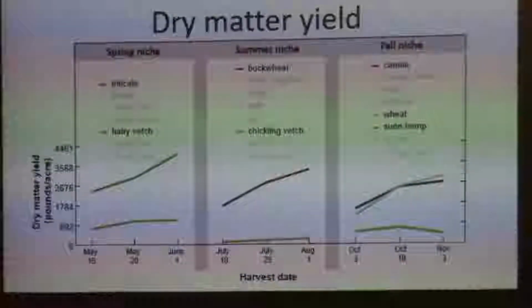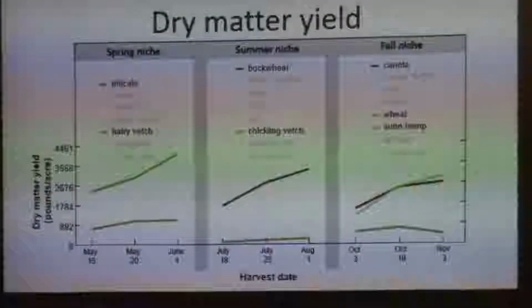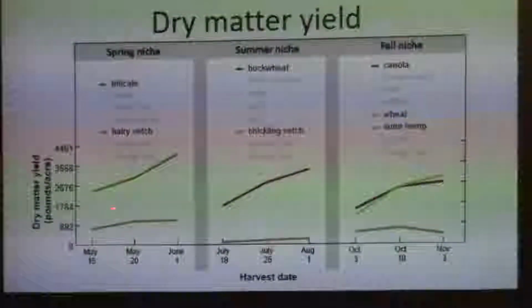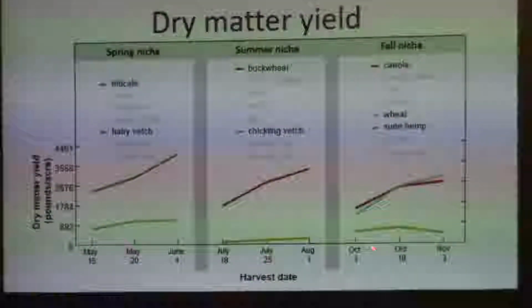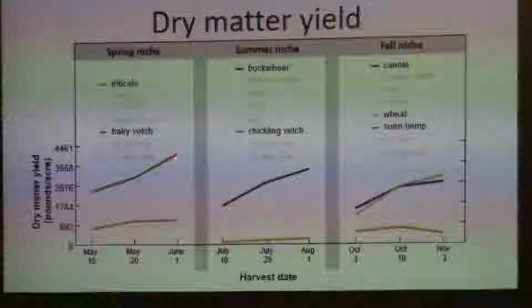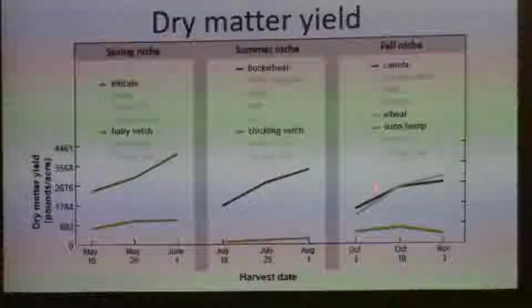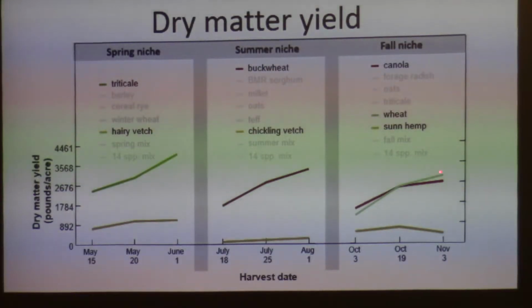And what I'm showing you here are the highest producing species in each niche and the lowest producing species in each niche. And you can see that in all 3 cases, our legume is our lowest producer in all 3 niches, chickling vetch in this case, sun hemp in this case. Triticale was our highest producer in the spring niche. Buckwheat was our highest producer in the summer niche. And then depending on when you harvested, it was either canola if you harvested early, or if you waited to harvest, then it was wheat that was the highest biomass, dry matter producing species.